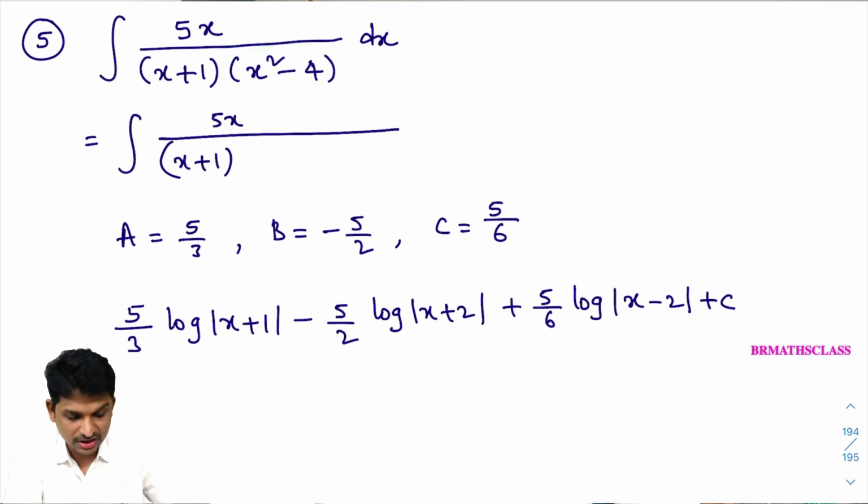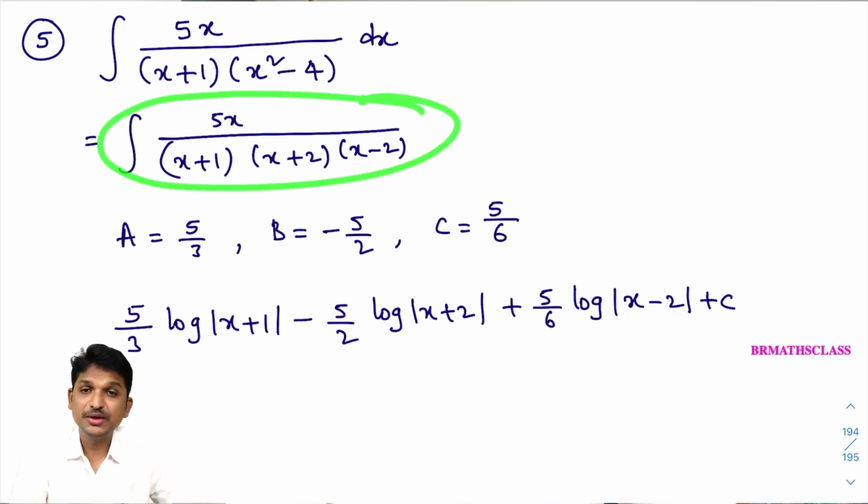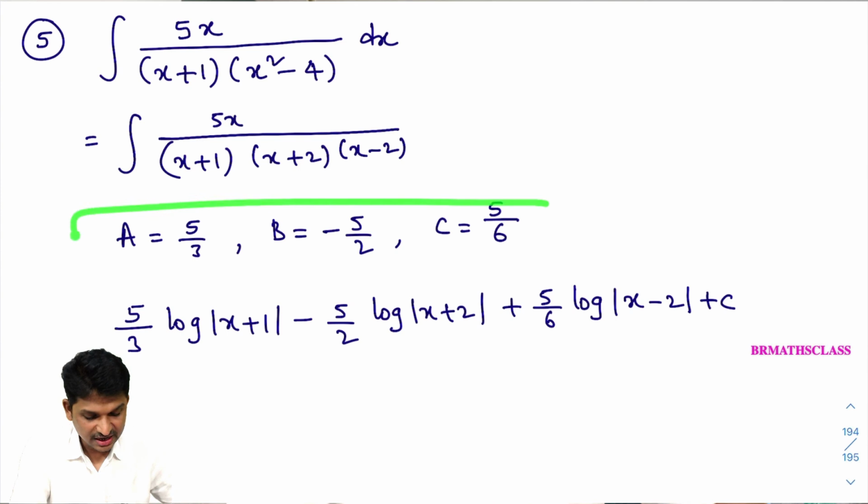Very good. I want you to try and later comment in this video whether you got the answer or not. X square minus 4, you write it as x plus 2 into x minus 2, or x minus 2 into x plus 2, whatever it is. And this can be written as a divided by x plus 1, b divided by x plus 2, c divided by x minus 2. Then you will get ABC values like this.